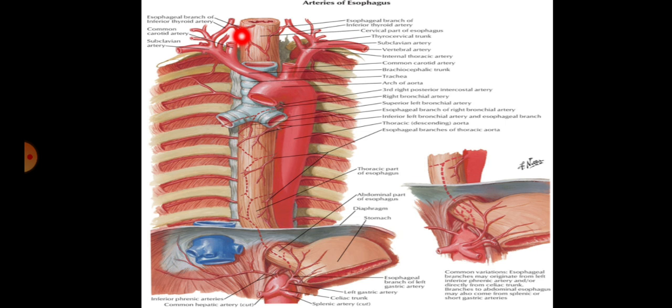This is the inferior thyroid artery, which supplies the cervical part, and the descending aorta supplies the thoracic part, and the left gastric and inferior phrenic arteries supply the abdominal part.